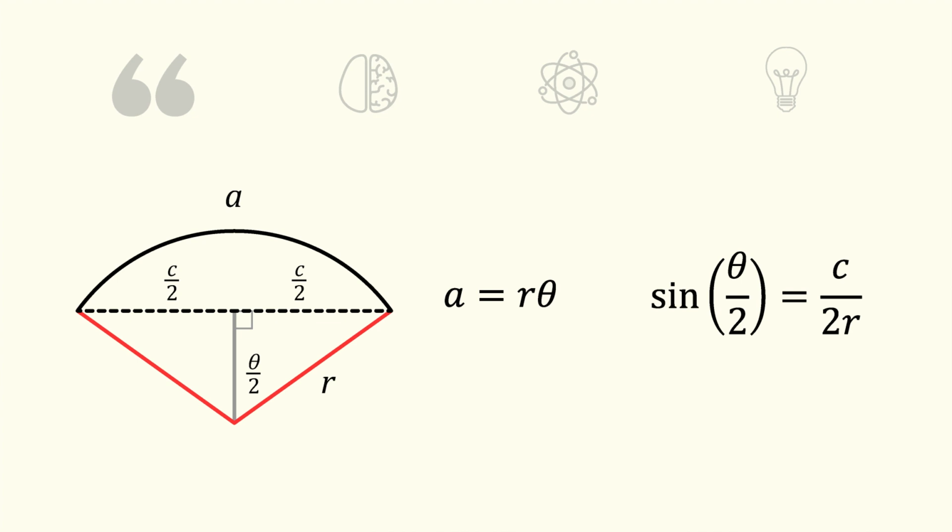What happens if we make r the subject of the first equation? Well, that's going to give us r equals a divided by theta. And if we substitute this into the second equation, we have sine of theta over 2 equals c theta divided by 2a. Well, we know c and we know a. And if you can solve this equation for theta, you can substitute it back into the first equation and you can find r. Unfortunately, you can't solve this using algebra.